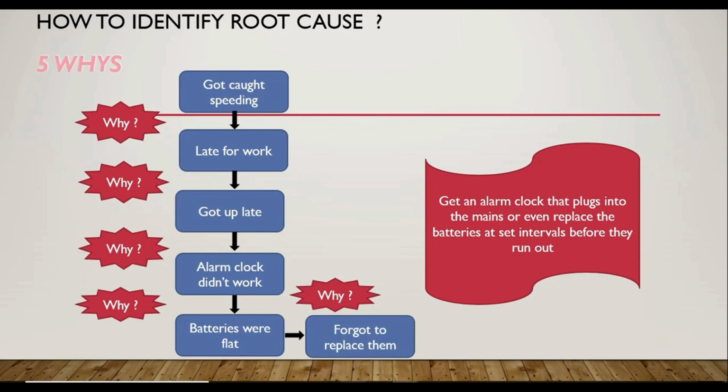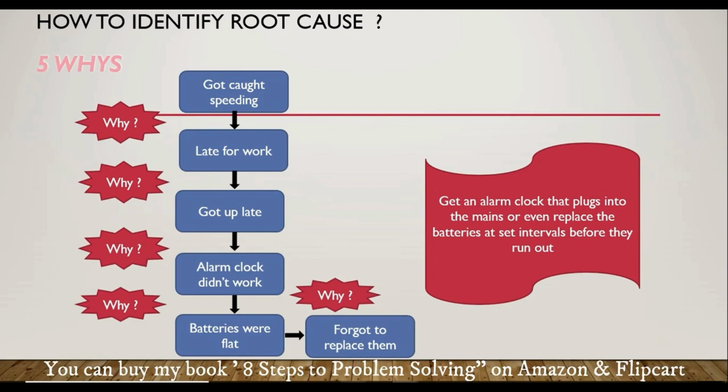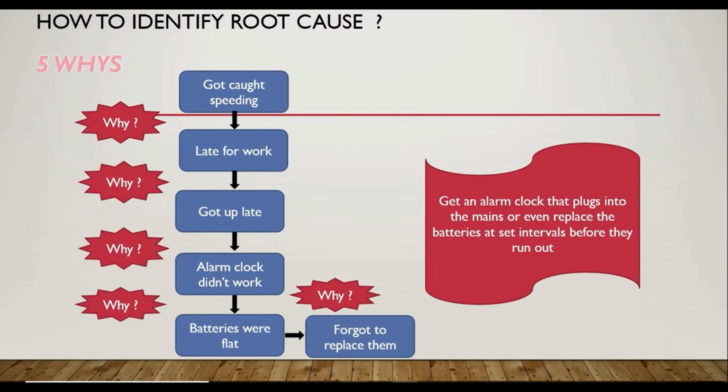Otherwise, it is also known as Why-Why analysis. If you try and find a solution to this problem at the second why itself, when the person said he got up late, the solution would be that you have to get up in time. And that is not actually the root cause of the problem. The root cause of the problem was the batteries which he was not able to replace in the alarm clock.